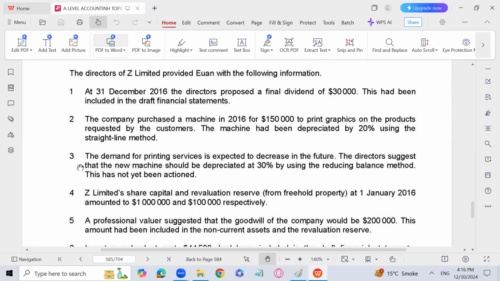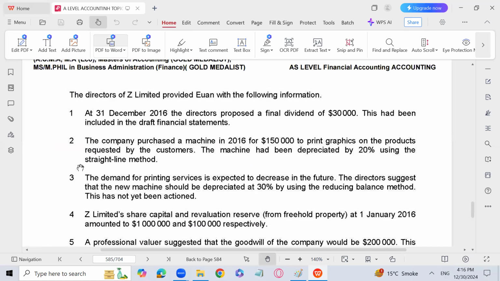The director of Z Limited provided Yuan with the following. At 31st December, the director proposed a final dividend of 30,000. This had been included in the draft financial statement. As discussed earlier, we will not record this. The company purchased a machine in 2016 for 1,50,000 for printing graphics on the products requested by the customers. The machine had been depreciated at 20% using the straight line method. The demand for printing services is expected to decrease in the future. The director suggests that the new machine should be depreciated at 30% by using the reducing balance method. This had not yet been actioned.